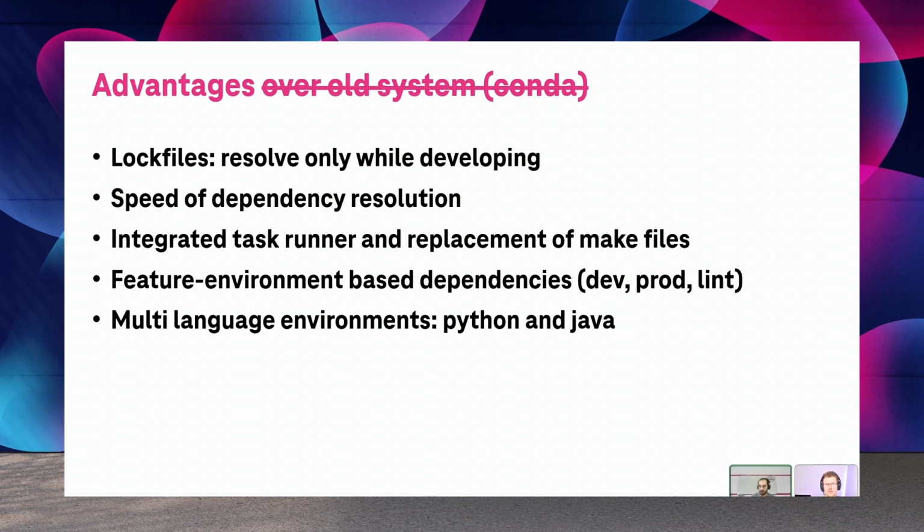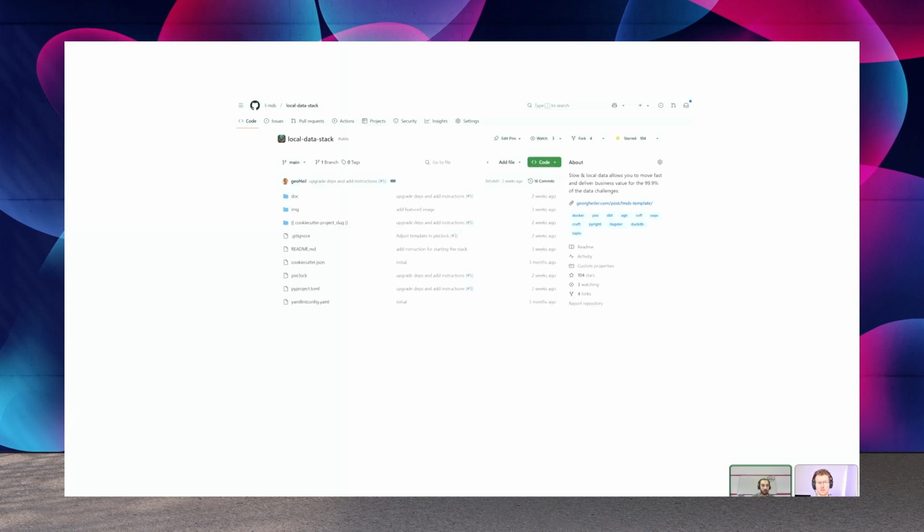The feature environment-based dependency is something I was already speaking about, and the multi-language environment is also very appreciated from our side, because we have a lot of custom code. You can imagine how we would have to install a Java environment inside a Docker image which is based on some Python environment. Those would be extra steps in the Dockerfile, but with Pixi this is just one pyproject.toml file.